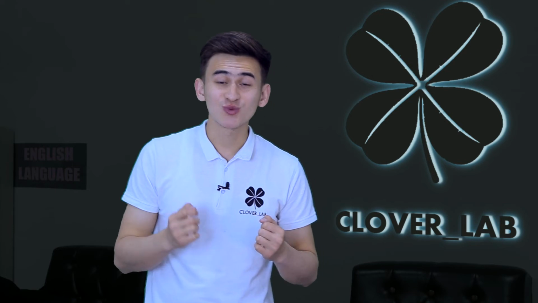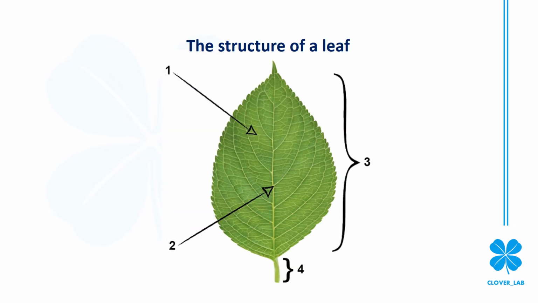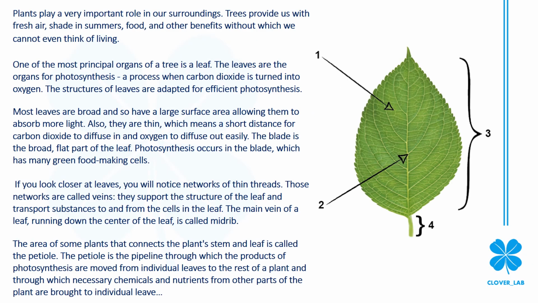Okay, now let's do one diagram together. Okay, here is the diagram of a leaf. So we have to find words or a word to match the parts of a leaf. Please have a look. Okay, let's read the text, take your time and pause the video for your own convenience. Okay, now let's check your answers.